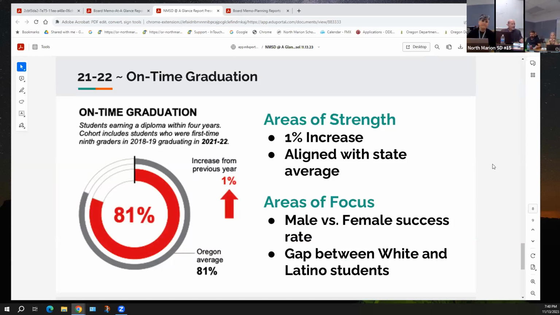Yeah. We started, what, now 15 years ago, when the achievement compacts came out, and ninth grade on track was a part of that metric.